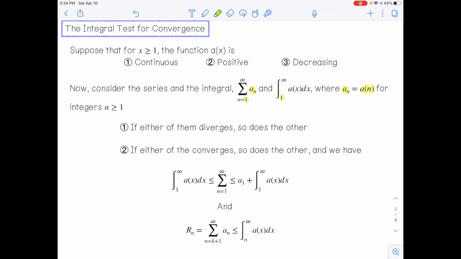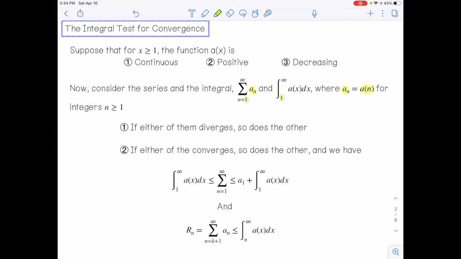So the cool thing about these is that we can oftentimes evaluate the improper integral to determine whether or not the improper integral is converging or diverging. So if we take the improper integral, if either one of them diverges, so does the other. So if you can see that the improper integral diverges, aka there is no limit that exists there, right? You know the infinite series is also going to diverge. If it converges, right? If you take your improper integral and it comes to an actual number, you know that the infinite series is also going to converge.